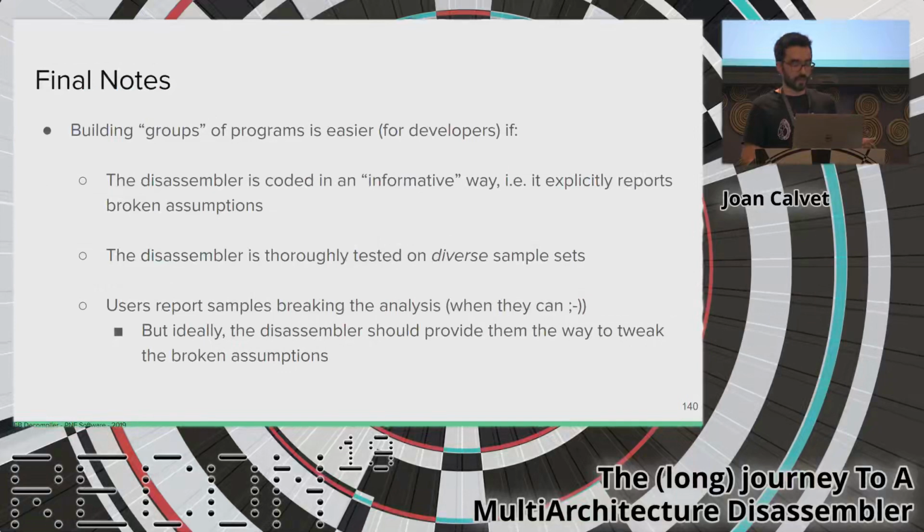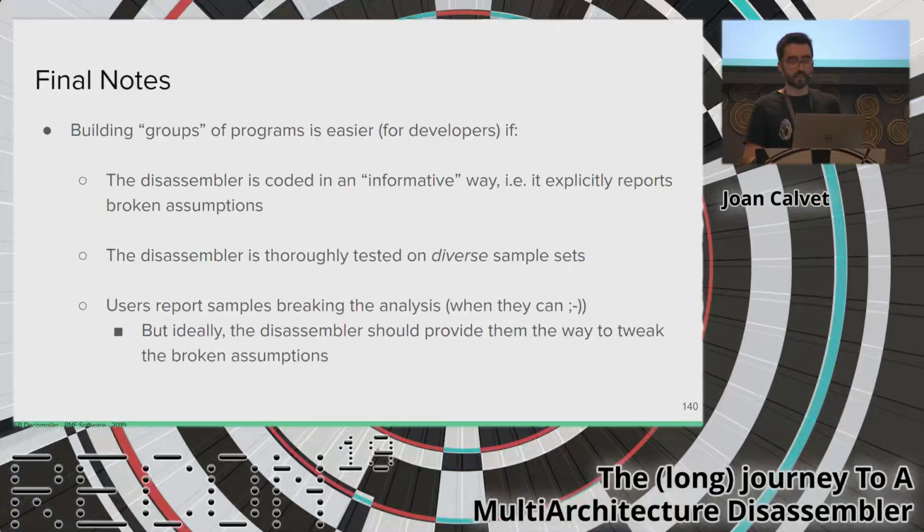So just a few final words on how to make the process of dividing the programs into groups easier for developers. It helps a lot if the disassembler is coded in an informative way, that is, it explicitly reports when an assumption is broken, because then the disassembler helps mapping the program universe by identifying corner cases as soon as we open a binary. Of course, there is a need to proactively and thoroughly test the disassembler to refine the group definitions on diverse sample sets.